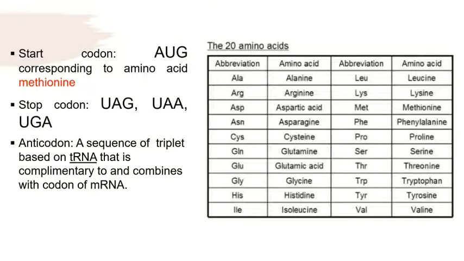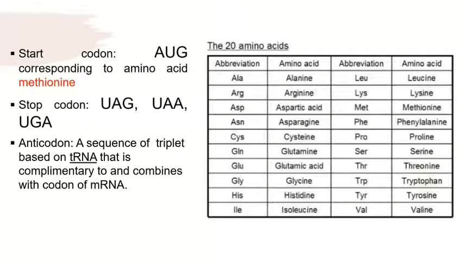There are 2 groups of codons that you are compulsory to remember, which are the start codon and the stop codon. So, the start codon is represented by the AUG that corresponds to the amino acid methionine. And for the stop codon, you have 3 codons, which are UAG, UAA, and UGA. Later on, this start codon and this stop codon will be very, very important in the translation process.